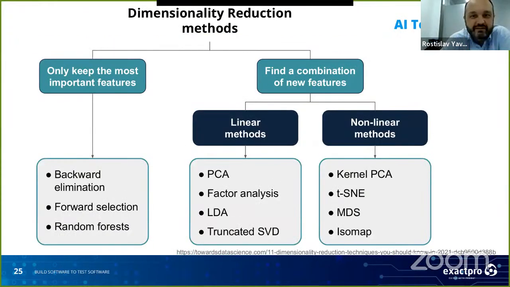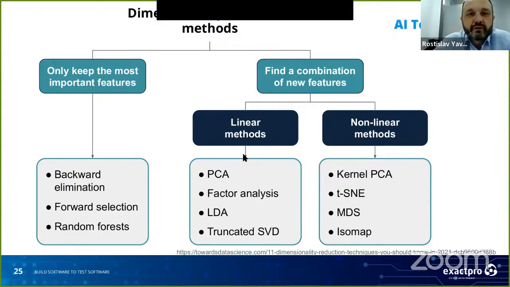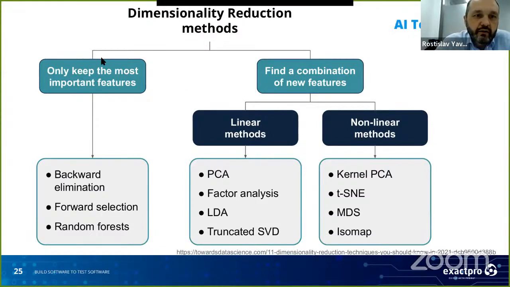Let's see the scheme. There are two different approaches to reduce the number of dimensions. One is just to drop most of the attributes, because indeed, if you collect data, if you are maybe a data engineer, you try to measure everything, right?